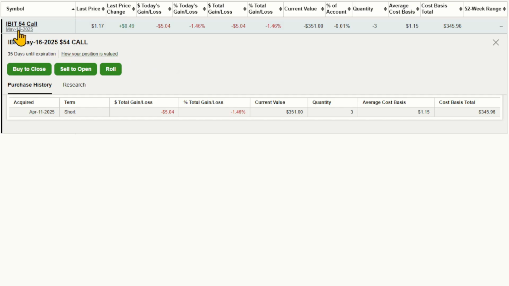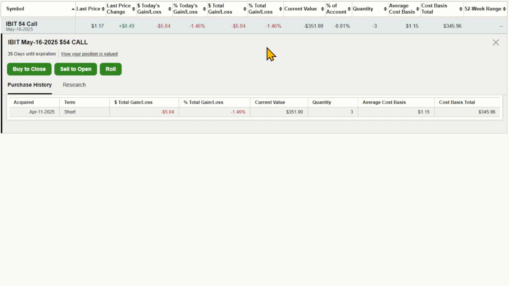So in this case, I've got my iBit $54 call that I just sold. And you can see my cost basis, what I received, and current pricing. So since I just sold this a minute or two ago, you can see that the price has changed just a little bit. It continues to move towards my strike price. So you can see that on the option, I've lost just a little bit.